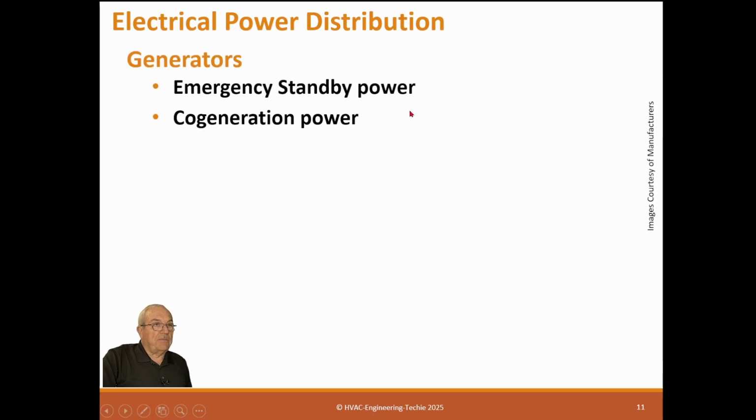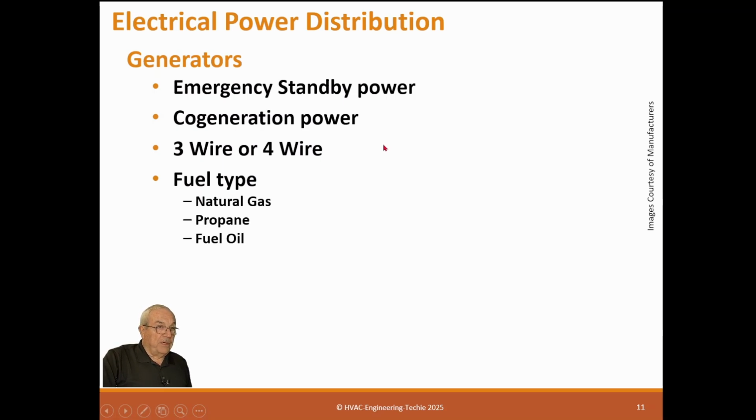Generators, emergency standby power, cogeneration power, or just backup power, 3 to 4 wire. Depends on whether they drive it ground or not. Fuel type, they might be multi-fuel. They could be natural gas. They could be fuel oil, or propane and fuel oil, or dual fuel. They could do fuel oil and natural gas, or they could be exotic.